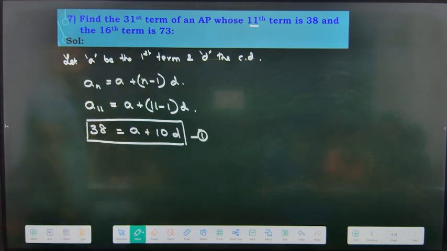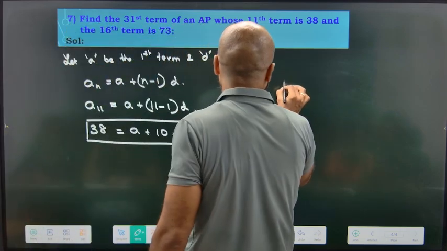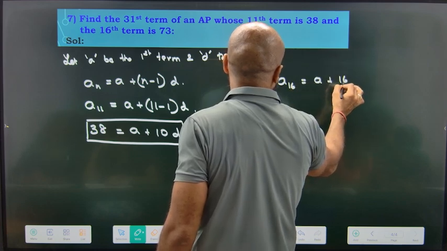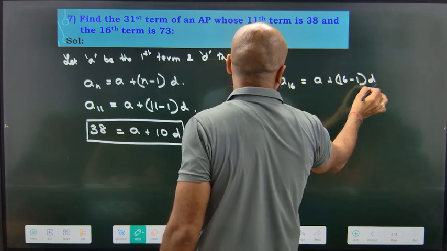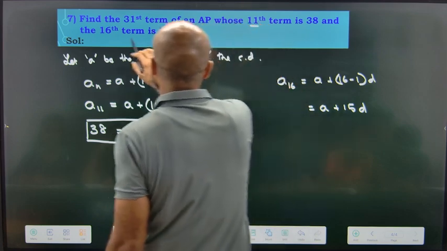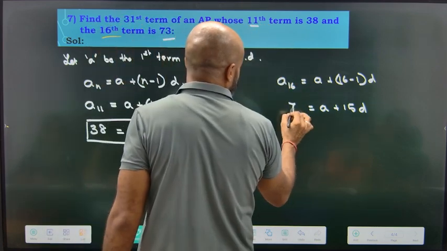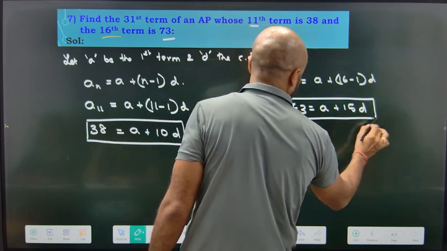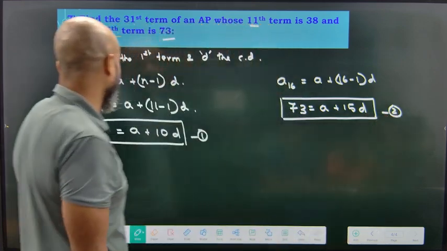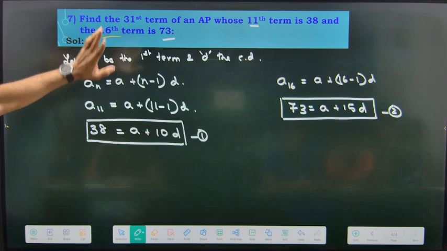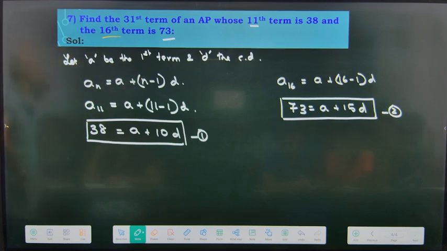And the 16th term is 73. So a16 will be equal to a plus 16 minus 1 into d. That's a plus 15d. So a16 is how much? 73. So 73 is equal to a plus 15d. Are we clear on this one, people? This is the second equation. Clear. So now we have to find out what? Find the 31st term. What will the 31st term be?